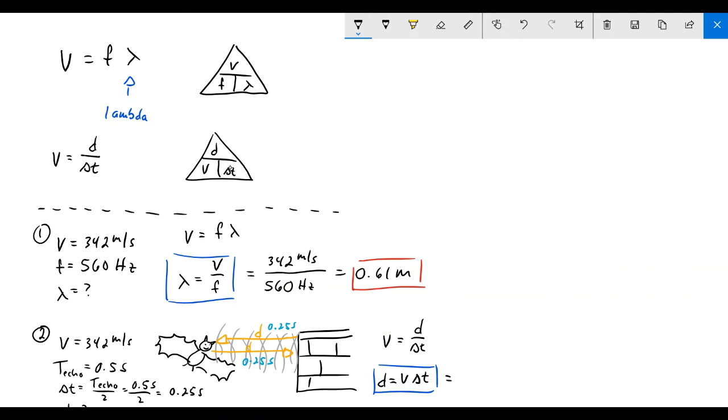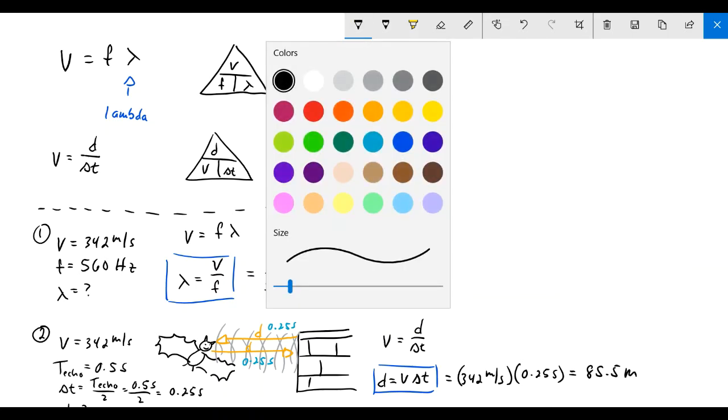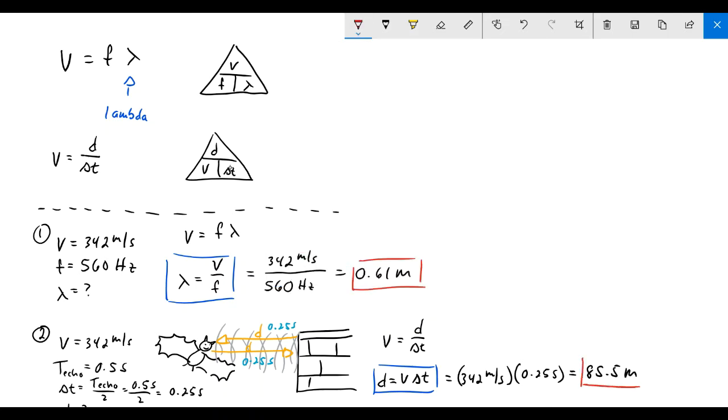So we'll use our same 342 meters per second. That's the speed of sound for this problem. And now we're going to use the 0.25 seconds for the time. And when we multiply those together, we get 85.5 meters. So this object is just about 86 meters in front of our bat over here.